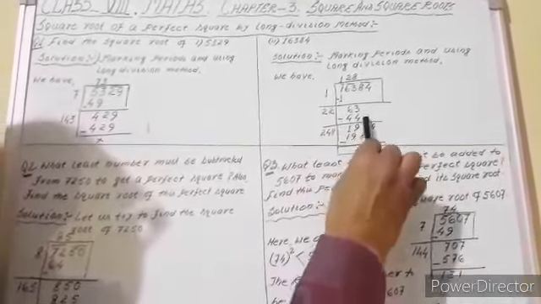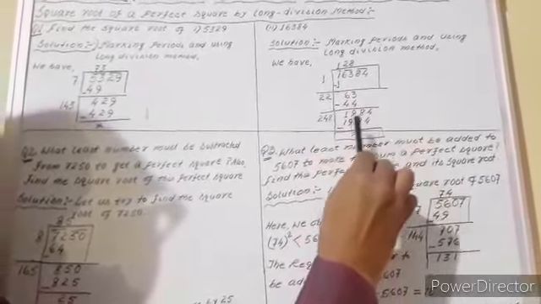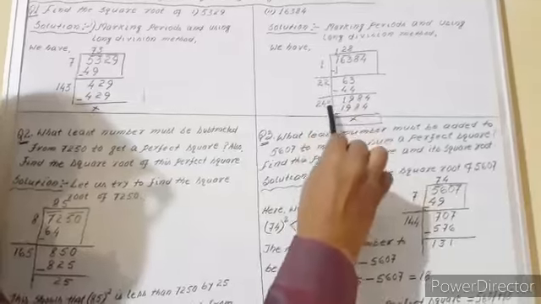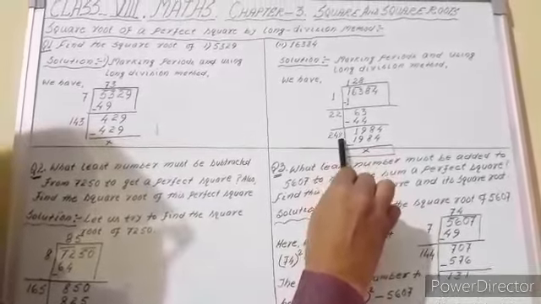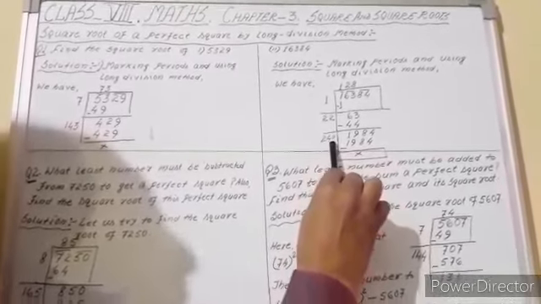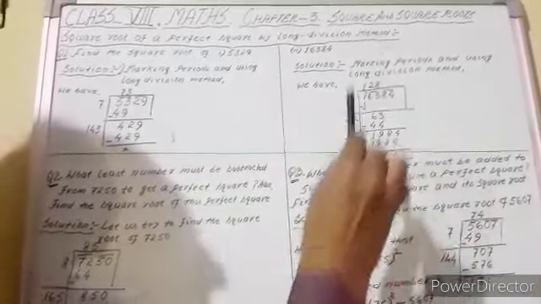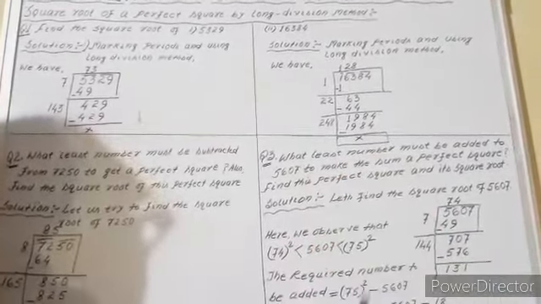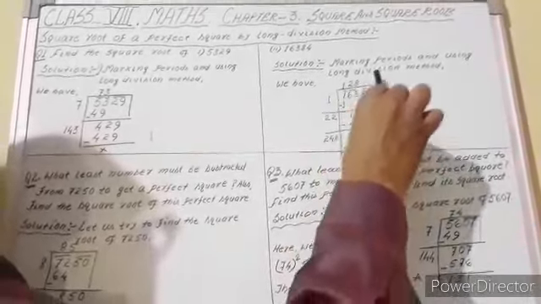22 into 2 is 44. So the same number you have to take. After subtracting, we got 1984, and this 2 is added to this 22 to get 24, and after that we have to think of a number to make a new divisor, and that 8 we got. 248 multiplied by the same number 8 gives 1984, and there will be no remainder left, and this 128 is the square root of the given number.